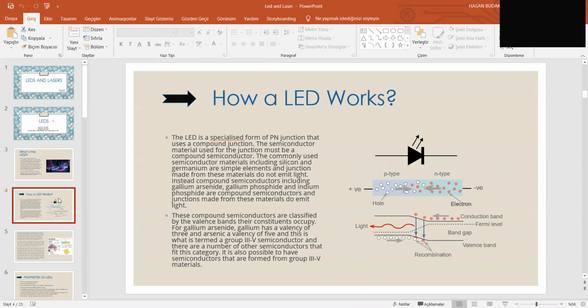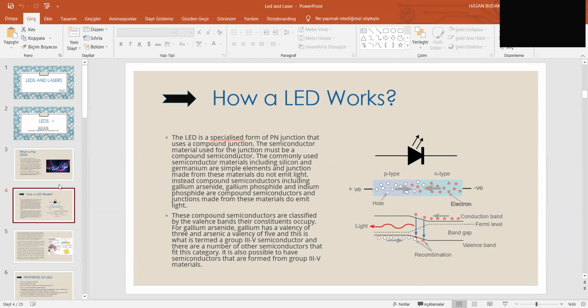How an LED works. The LED is a specialized form of PN junction that uses a compound junction. The semiconductor material used for the junction must be a compound semiconductor. The commonly used semiconductor materials, including silicon and germanium, are simple elements, and junctions made from these materials do not emit light. Instead, compound semiconductors, including gallium arsenide, gallium phosphide, and indium phosphide, are compound semiconductors, and junctions made from these materials do emit light.